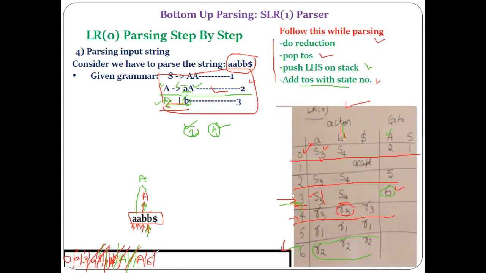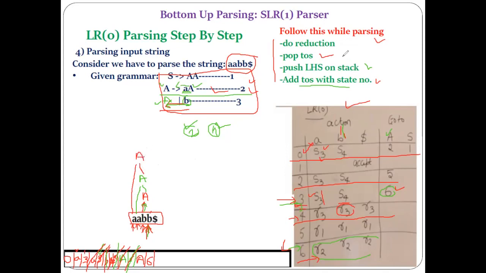Then next, carry on: 6 on B. 6 on B again gives the reduction R2, same thing. AA will be reduced to A. So first we will do the reduction, and now what will be reduced to what? Now this A and this non-terminal A will reduce to A.